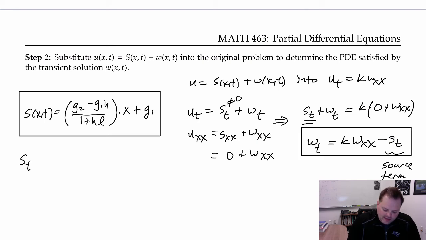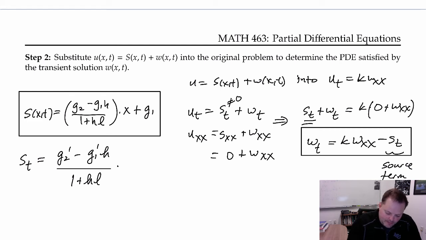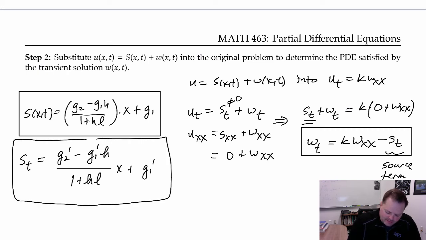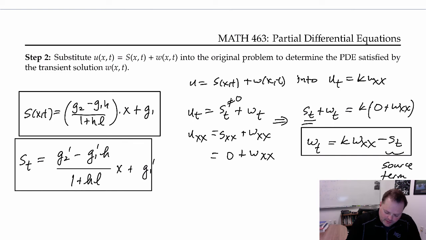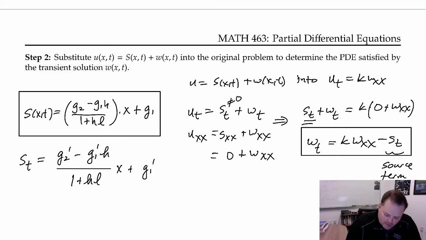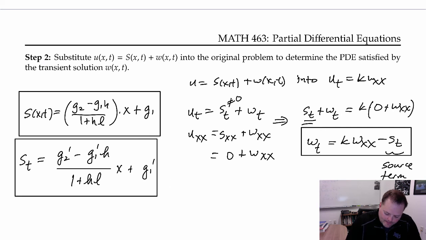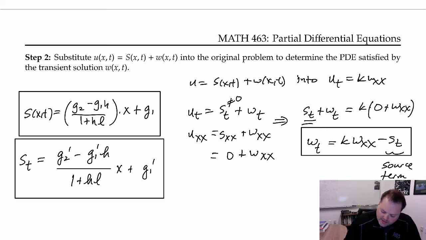And we could write down st if we wanted to, right? It's just g2 prime minus g1 prime h. These are all linear. There's no product rule or anything like that going on here. So we know what this looks like. I don't want to mess things up by plugging this awful looking thing in there. So that's that term right there.